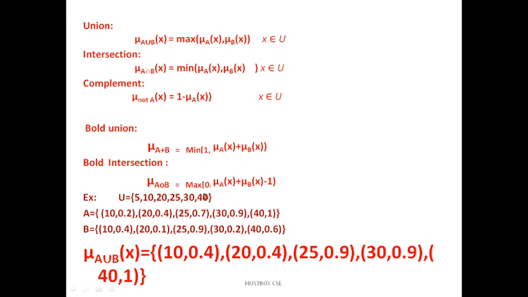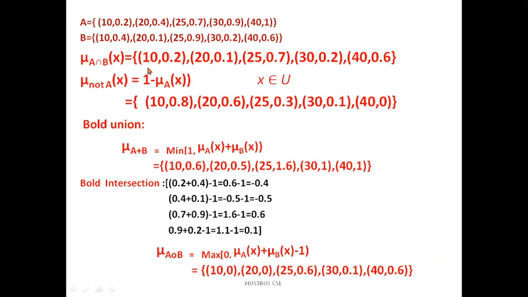Let's continue with the intersection, taking the same example. Intersection takes the minimum value, comparing A and B. I write 10 as the common x value, then 0.2 and 0.4, where 0.2 is the minimum. Similarly 20, where 0.4 and 0.1, 0.1 is the minimum. Then 25, 0.7 and 0.9, 0.7 is the minimum. Then 30, 0.2 is the minimum. And last 40, 1 and 0.6, 0.6 is the minimum. Similarly you can easily find the intersection values in fuzzy logic.